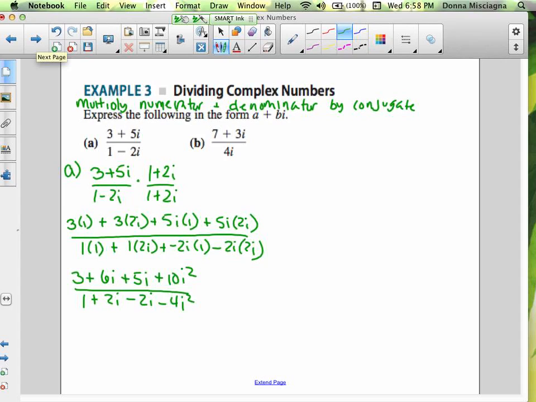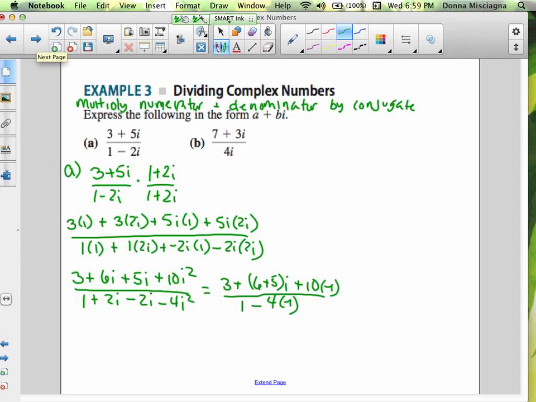All right, so let's replace that. I guess I'll go over here. We'll replace the i squareds with negative 1s. So we have 3 plus, I guess we can combine those, so 6 plus 5 times i, and then plus 10 times negative 1, divided by, well, we don't have to write the 2i minus 2i, 1 minus 4 times negative 1.